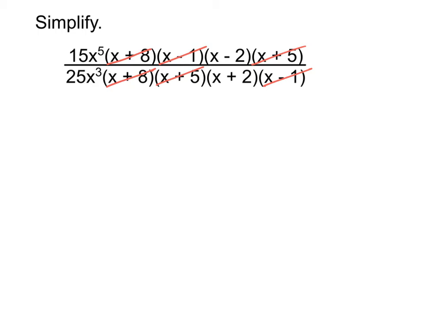Now, you'll notice one thing I did not yet address is the 15x to the 5th over 25x cubed. This part you're going to reduce just like you normally would. If that was your whole problem in the original problem, you'd reduce it. And so we could see that we could divide both top and bottom by 5. And I could also pull that x cubed out of both terms.